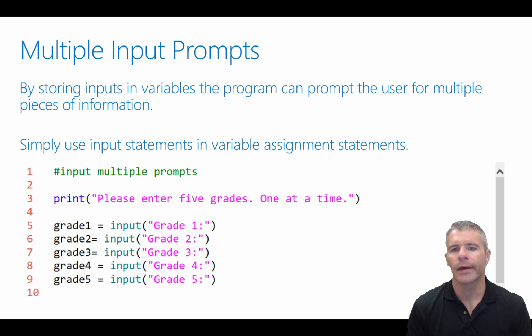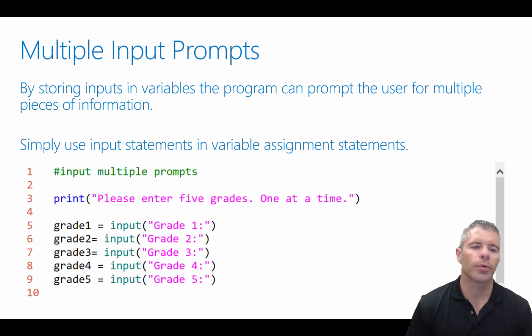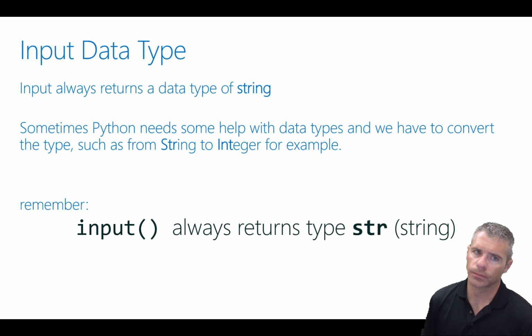You can do that a bunch of times and store different stuff into a variable. So here we're going to take input for grade 1, 2, 3, 4, and 5 and do something with them, right? Maybe you'd take an average with that sort of thing. But a useful way to get multiple pieces of information from the user.